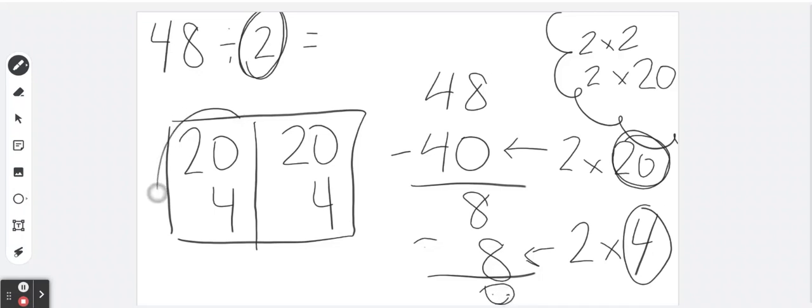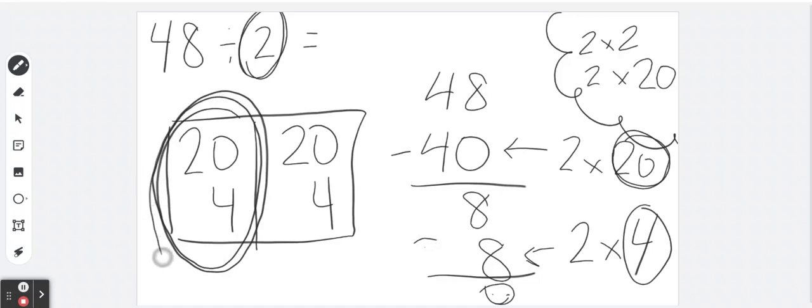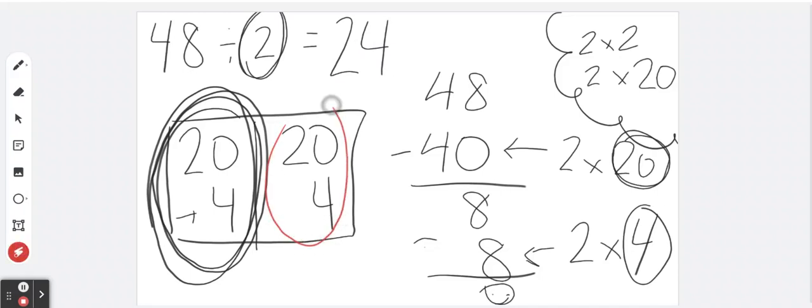And now I can look at my box. So in this box, one group was 20 and 4 more. So that means I have 24 in that group. Now I can use that group or I could use this group, but it doesn't matter because both boxes are going to give me the same thing. Both boxes are going to give me 24. So I just chose this one to add together, and that's going to give me that 24, which is my answer.